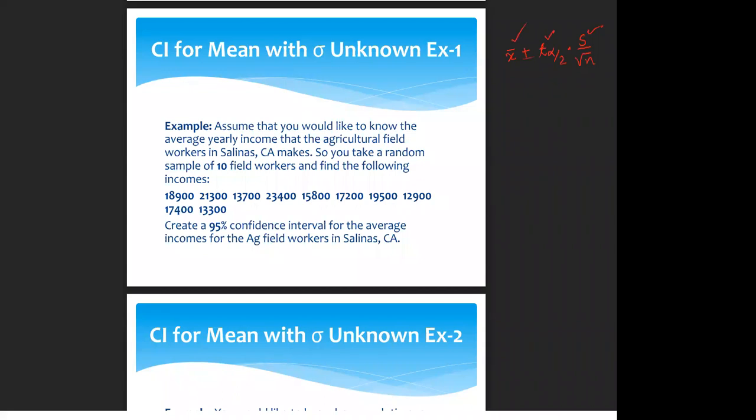Assume that you'd like to know the average yearly income that the agricultural field workers in Salinas, California make. So you take a random sample of 10 field workers and find the following incomes. So these are the incomes you found for 10 people. Remember, here you don't know sigma. Then you need to create a 95% confidence interval. So sample size N is equal to 10, because you have taken data from 10 people. X bar, what is the average of these numbers? That X bar, by the way, is 17,340.